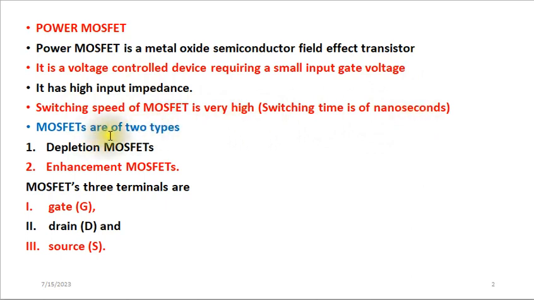We basically have two types of MOSFETs. We have depletion MOSFET and we have enhancement MOSFET. This is with respect to the types. And as we're supposed to know from 200 level, the MOSFET is a three-terminal device. We have the gate, where we apply our control voltage, we have our drain, and we have our source.